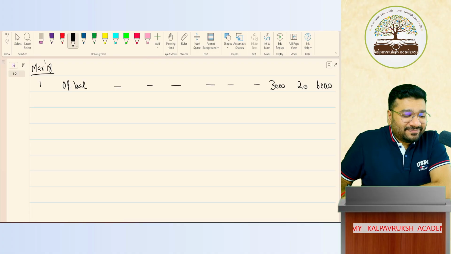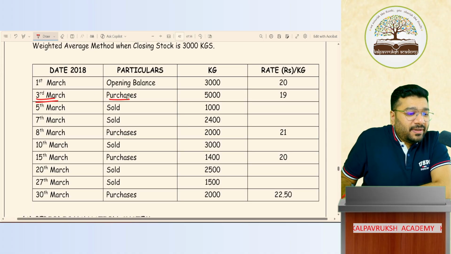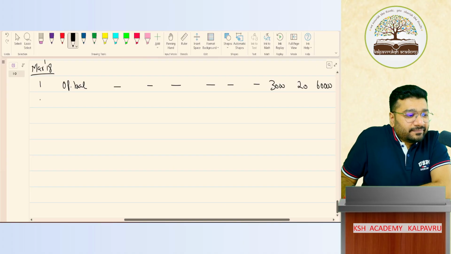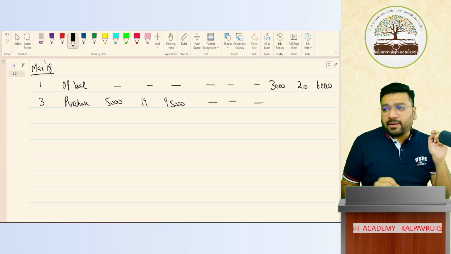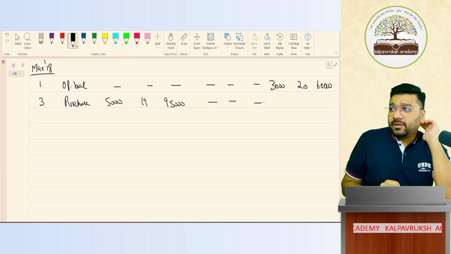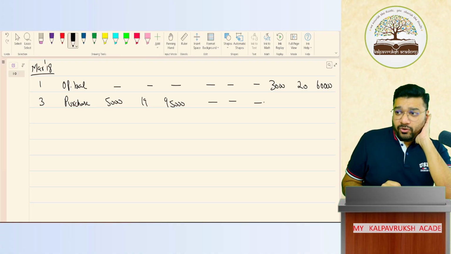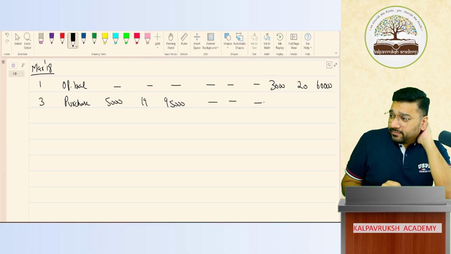Now, 3rd March, purchased 5000 kg of 19. Purchase 5000 kg, 19 per kg, total is 95,000. Now listen very carefully, don't do anything. Observe, observe, observe. I want full attention. Keep your pens down, full attention, full concentration.